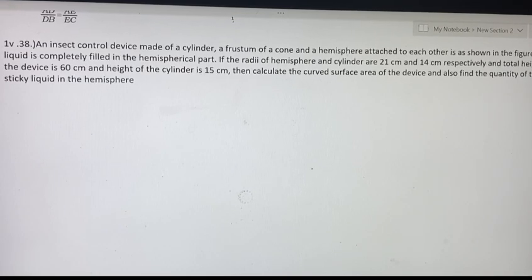So the question is the 38th question, Roman number 4. An insect control device made of a cylinder, a frustum of a cone and a hemisphere attached to each other as shown in the figure.